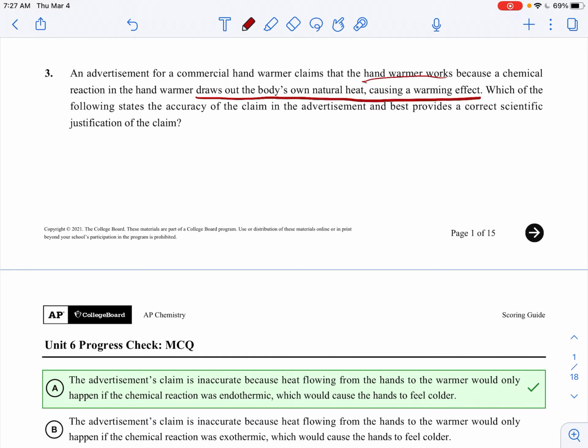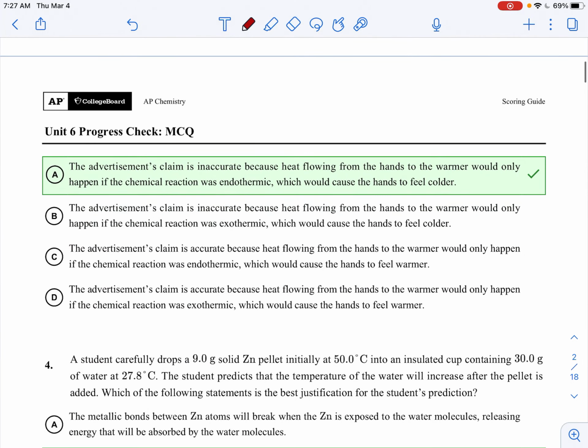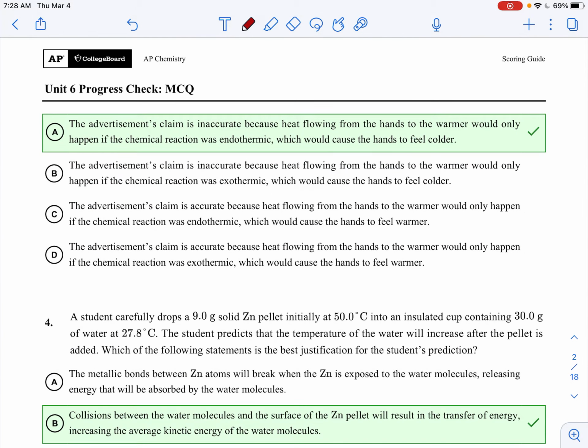Now, one thing we know is if heat is being drawn out of anything, if it is being taken out of anything, it actually causes things to get cooler. It causes a cooler feel, right? So if heat is being absorbed by the hand warmer, then that means it's going to cause your hands to feel cold instead of hot. And so the correct answer here is the advertisement's claim is inaccurate because heat flowing from the hands to the warmer would only happen if the chemical reaction was endothermic, which would cause the hands to feel colder.